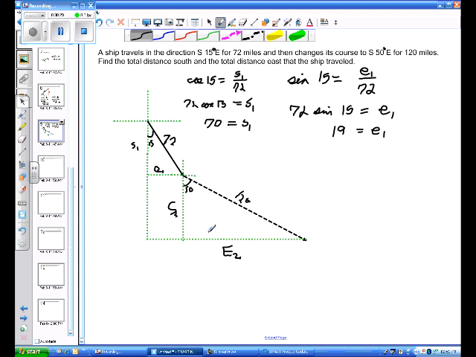Now if we go down to our lower triangle to find the south, well, that's the adjacent, the hypotenuse, so we would use cosine. So the cosine of 50 is equal to the adjacent over the hypotenuse.